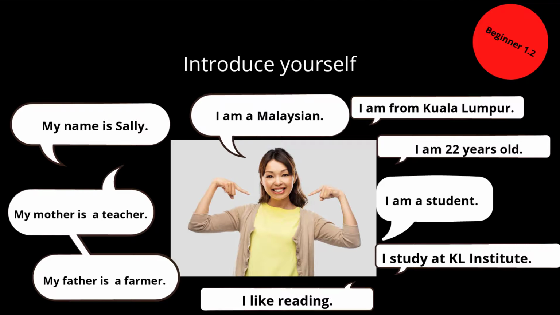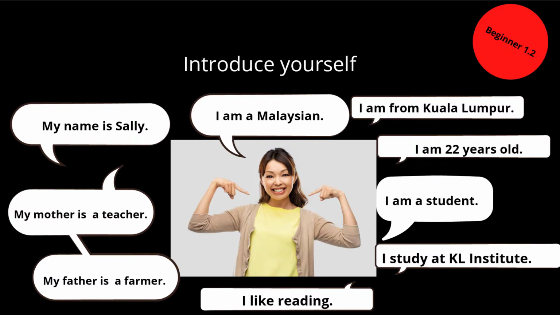Okay, so this is the second person introducing herself. So she will start with her name. My name is Sally. As you remember from an earlier lesson, you could also say I'm Sally. I'm so and so. Okay, my name is Sally. I'm a Malaysian. I am from Kuala Lumpur.